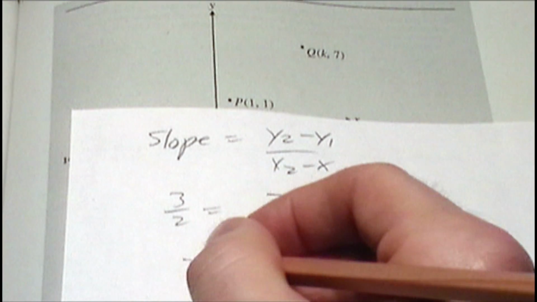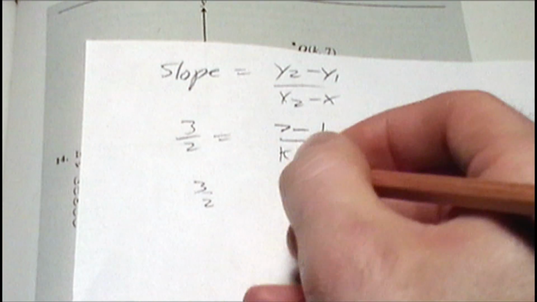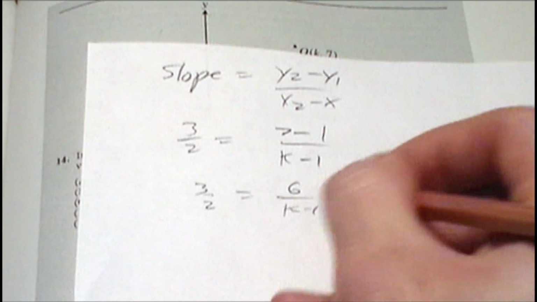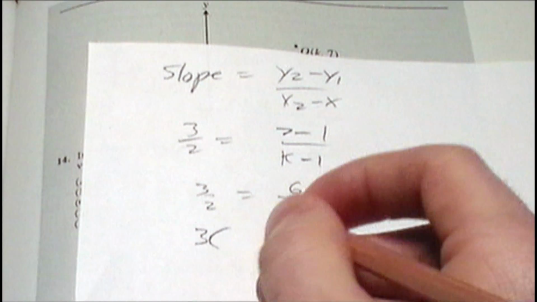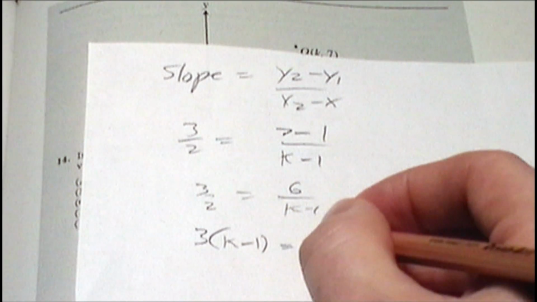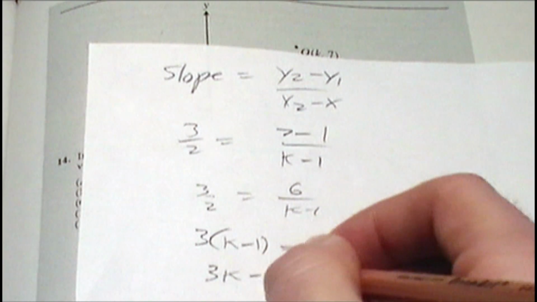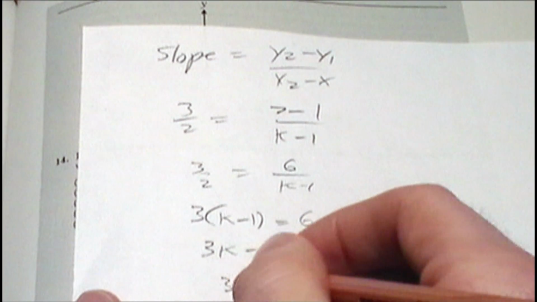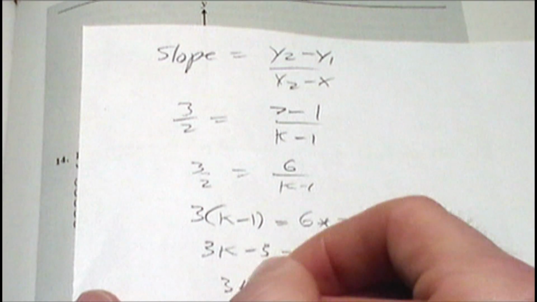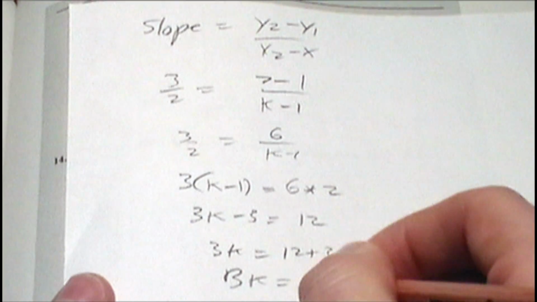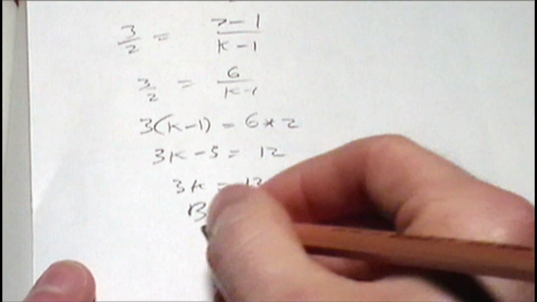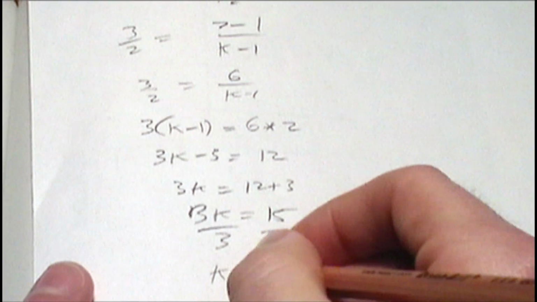Okay, now we're going to bring it down. 6 over k minus 1. Okay, then we're going to cross multiply. 3 times k minus 1 is equal to 6 times 2. And 3k minus 3 is equal to 12. 3k is equal to 12 plus 3. 3k is equal to 15. Now we divide both sides by 3. k is equal to 5, which is our answer, and that would be B, and we would circle B and then bubble in B on our answer sheet and then move on.